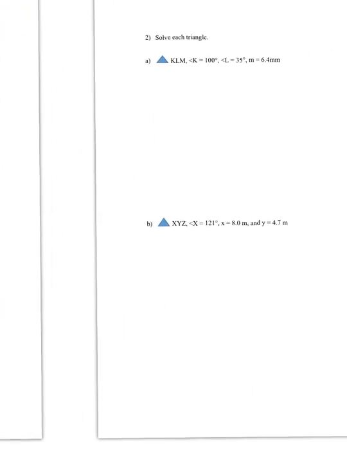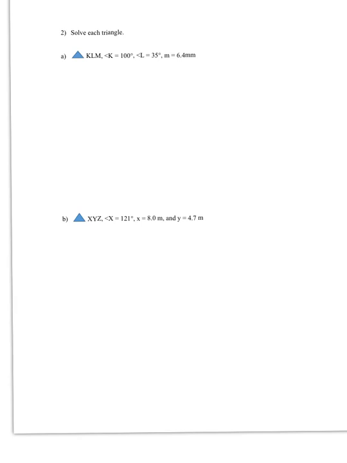If we come over here, we're going to solve each triangle, and we're going to do that using our sine law. So the first triangle here says KLM. We have an angle of 100 degrees, another angle of 35, and a side length of M. None of these need to be to scale at all. I just know that 100 degrees is going to be bigger than 90, so there's my bigger angle there, and then I'll connect the dots.